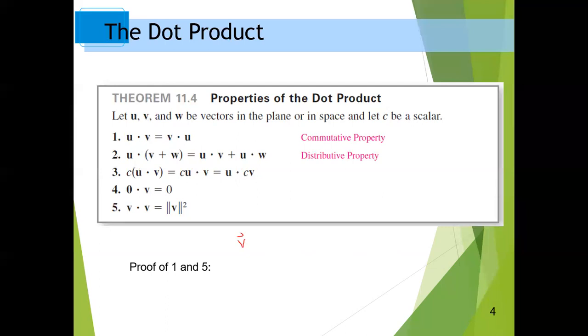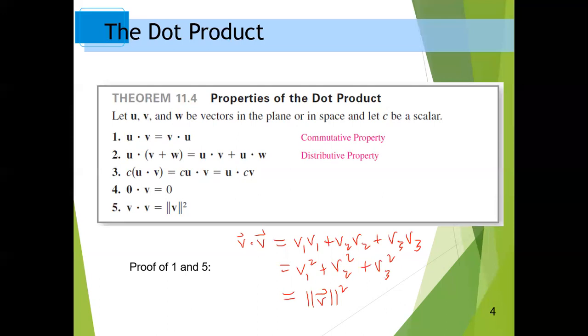Why? Well, let's have a look. V dotted with V. Well, that's going to be V1 squared plus V2 squared plus V3 squared. And what does that remind you of? Doesn't that look like what's underneath the square root of the length? We've just squared the length, yes? So that is exactly just the length of the vector V squared. Okay? So that last one's kind of a practically useful property that we'll see later on. Okay? Any questions on this?